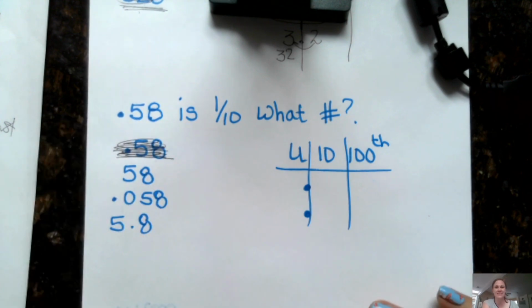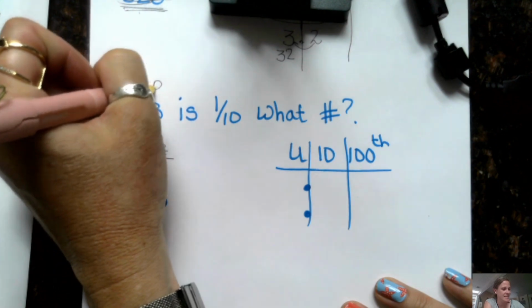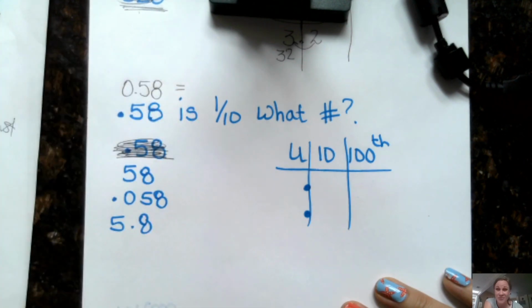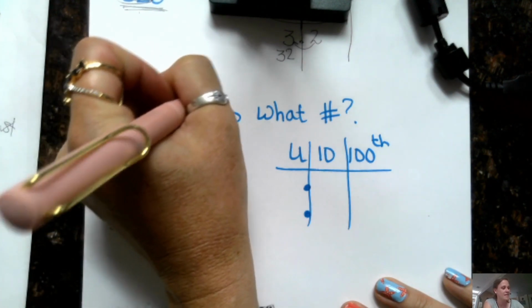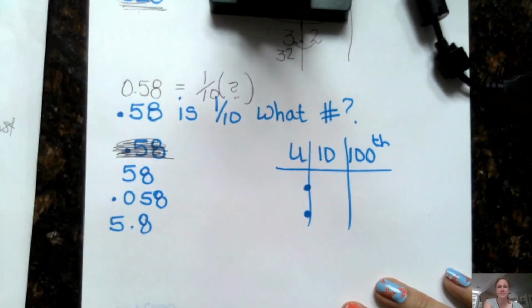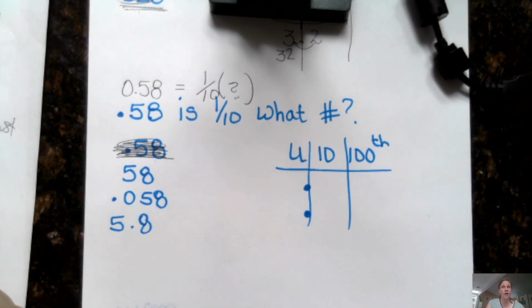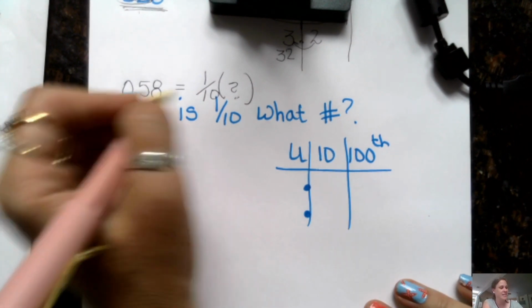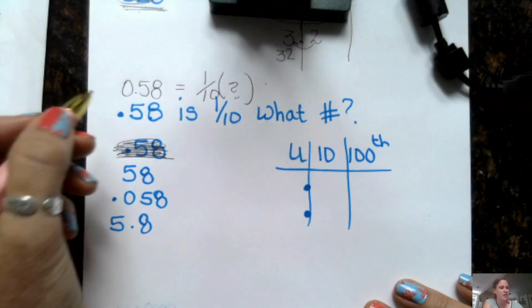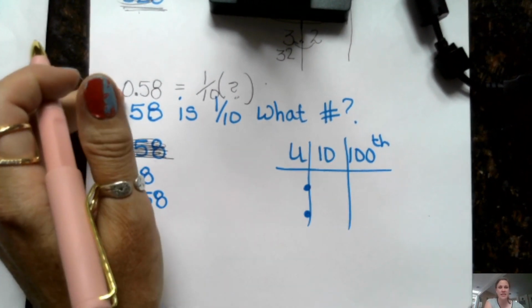All right, so now let's set up our equation. 58 hundredths is, remember that's your equal sign, 1/10 of what number? Okay, now when I tenth something, I'm going to make it smaller. So does this number here need to be bigger or smaller than your answer? Yeah, it needs to be bigger because you're going to tenth it. You're going to make it smaller to equal this.